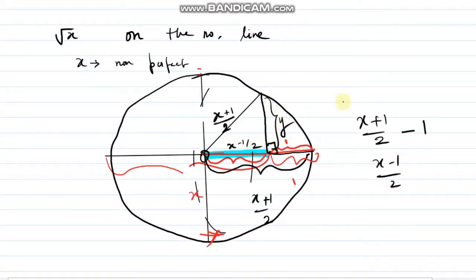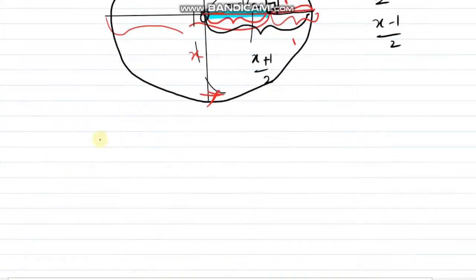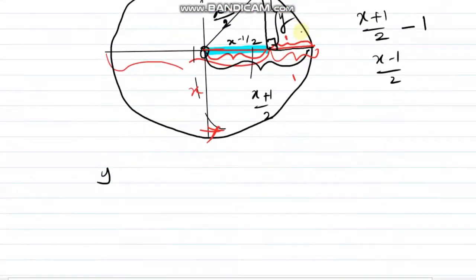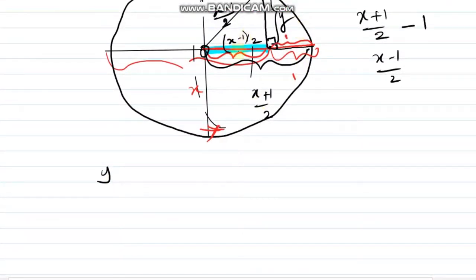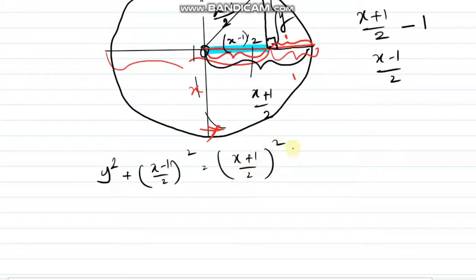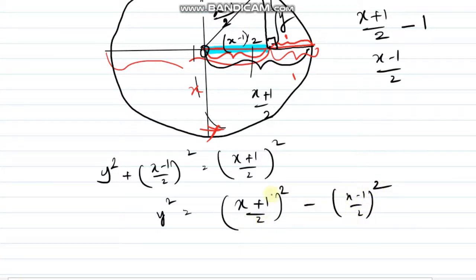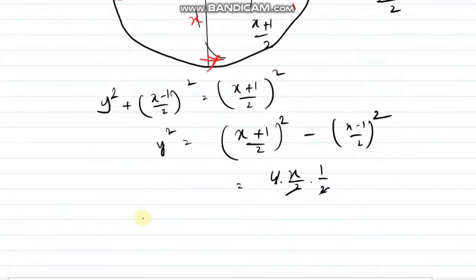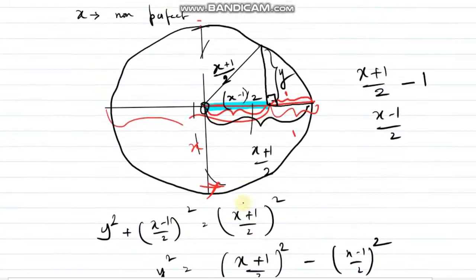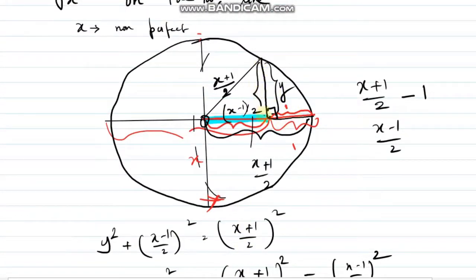If I take this as y, using the Pythagoras theorem, can we write that y square plus x minus 1 by 2 whole square equals x plus 1 by 2 whole square? So y square equals x plus 1 by 2 whole square minus x minus 1 by 2 whole square. A plus b whole square minus a minus b whole square is 4ab, so it's x. So what will be y? y is root x. This is the value of root x.